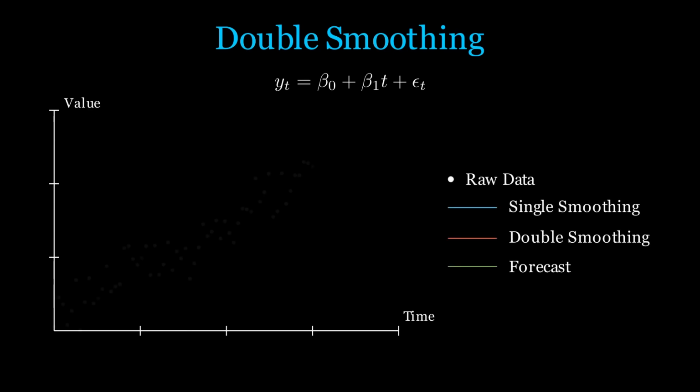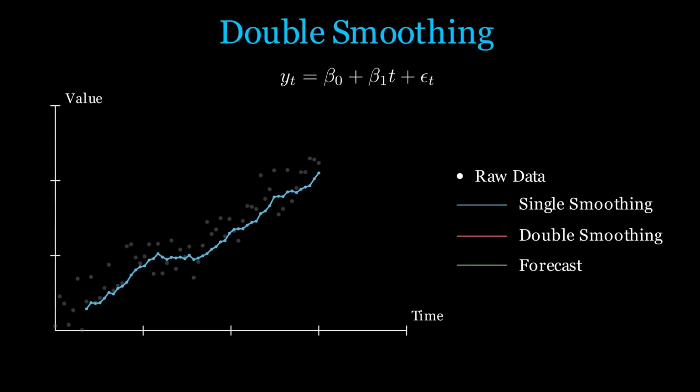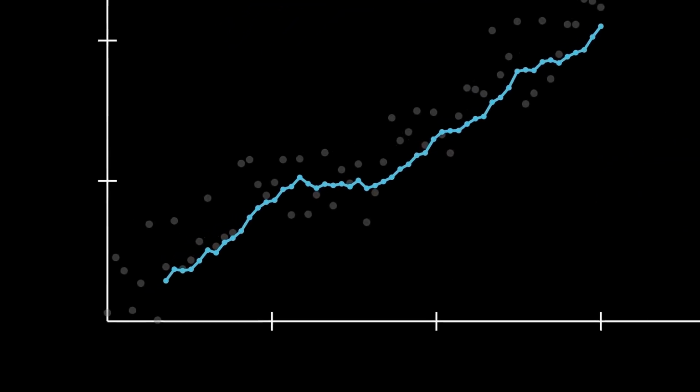Let's visualize this. Here is our noisy data with an upward trend. The single moving average with k equals 8, represented by the blue line, smooths the noise. To get the double smooth series, we average the blue line. Let's zoom in to see how the red line is formed.